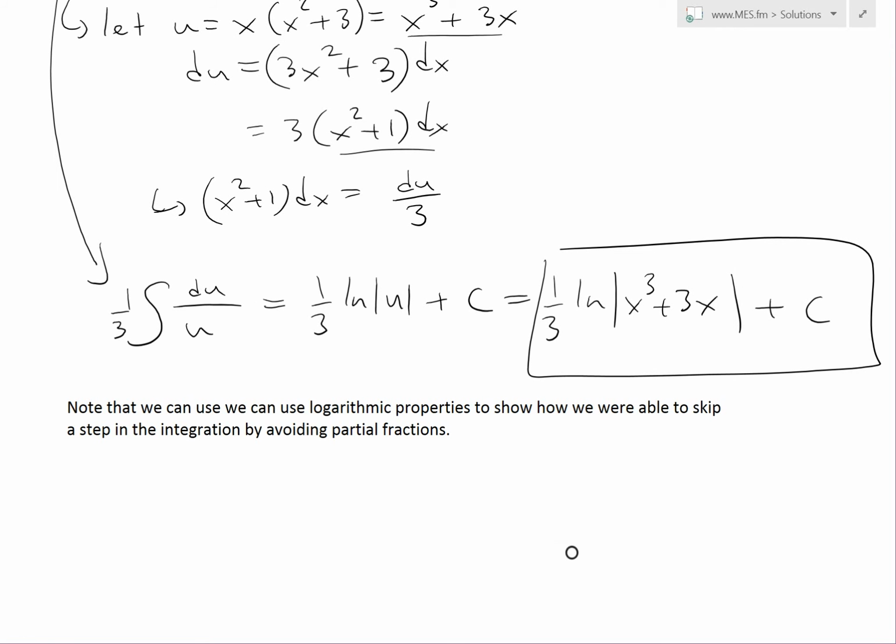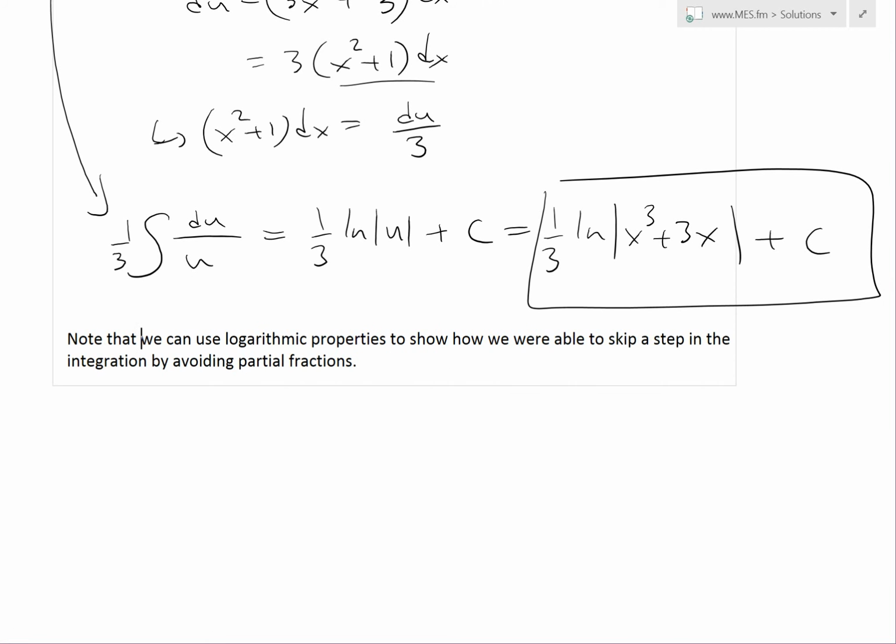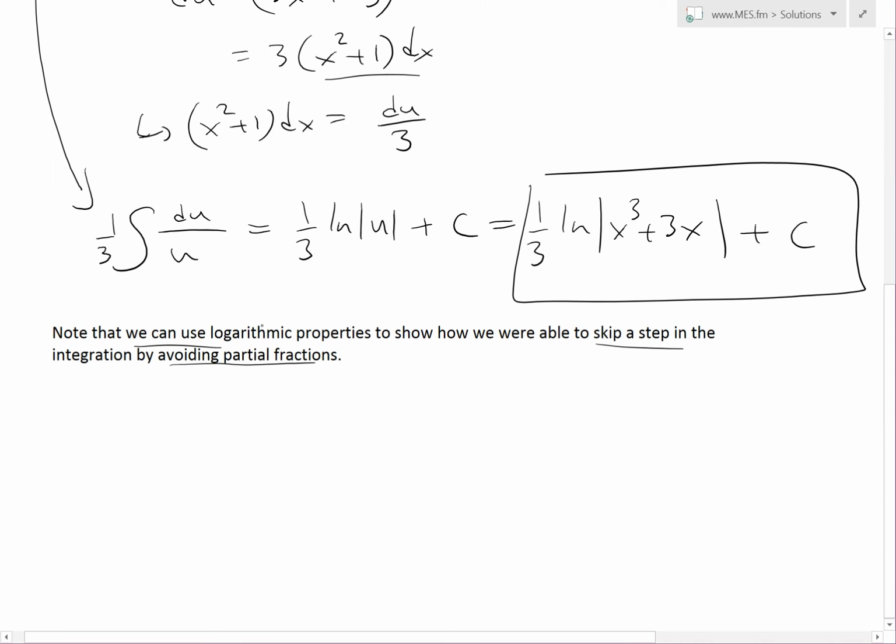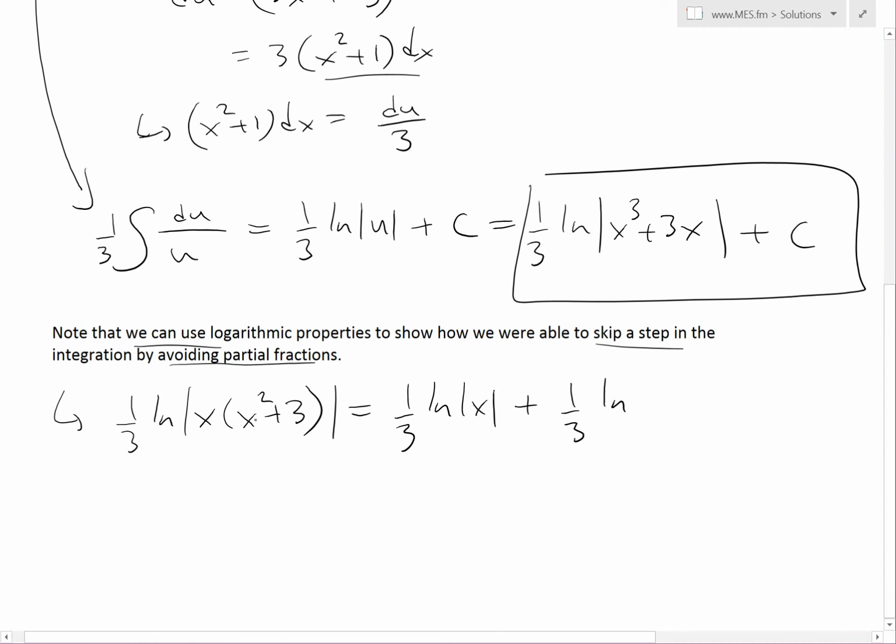And as you can see, we avoided having to use partial fractions, but note that we can use logarithmic properties to show how we were basically able to skip a step in the integration by avoiding partial fractions. For example, in this one right here, we know that 1 over 3 ln of x times x squared plus 3. If we apply logarithmic properties, this is the same thing as adding. So this is going to be 1 over 3 ln absolute value of x, because this is multiplication, so you add the logs. And this is going to be 1 over 3 ln of x squared plus 3. This is never negative, so we don't need the absolute value sign.